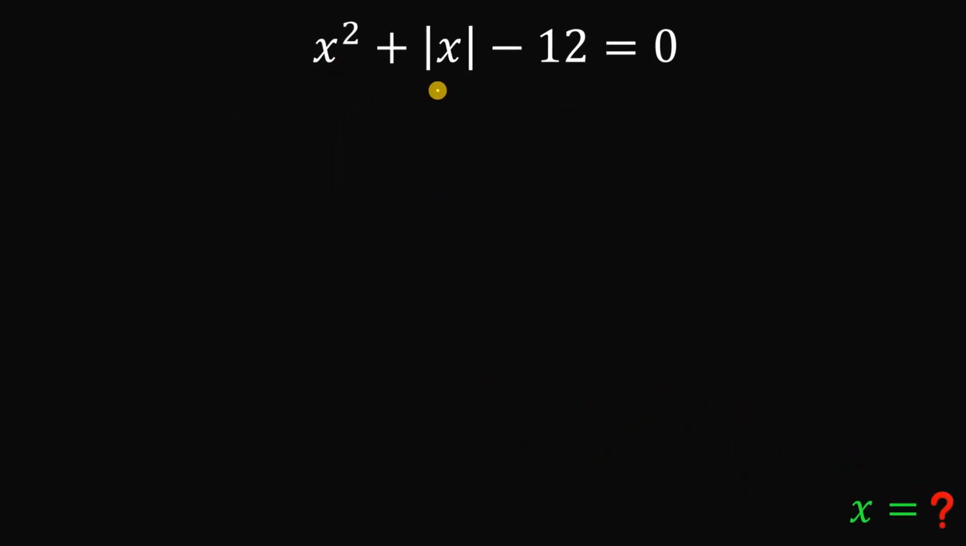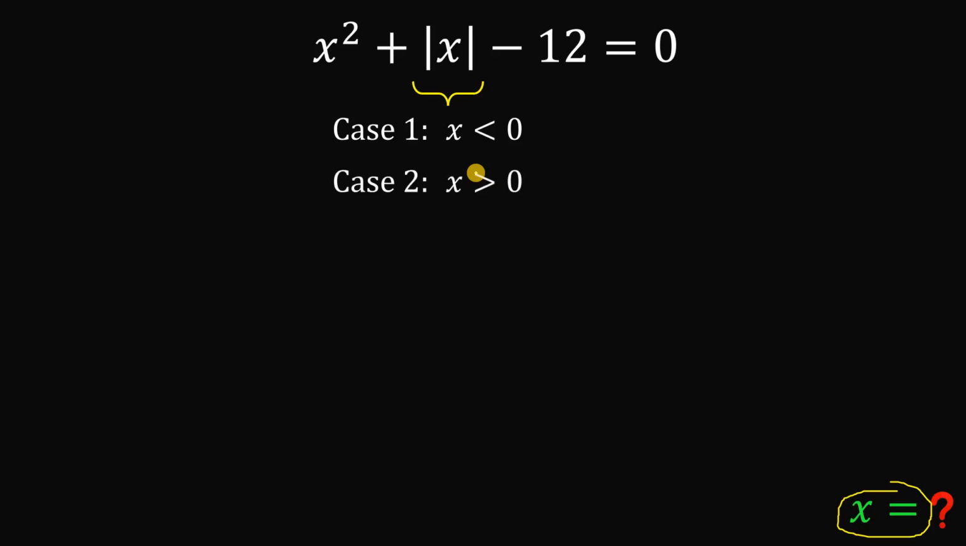Given this equation, x squared plus absolute value of x minus 12 equals 0, the goal in this video is to find the real value of x that satisfies this equation. Now, this absolute value tells us two different cases. Case 1 is when x is less than 0, or a negative number. And case 2 is when x is greater than 0.